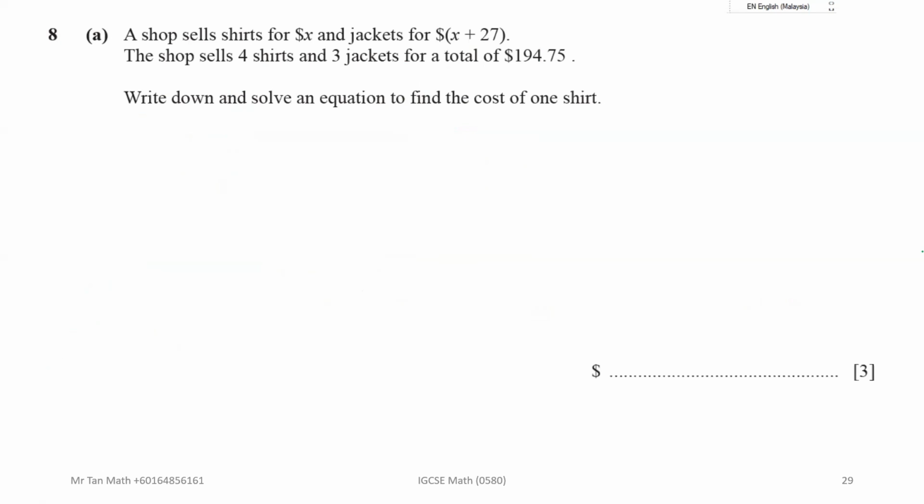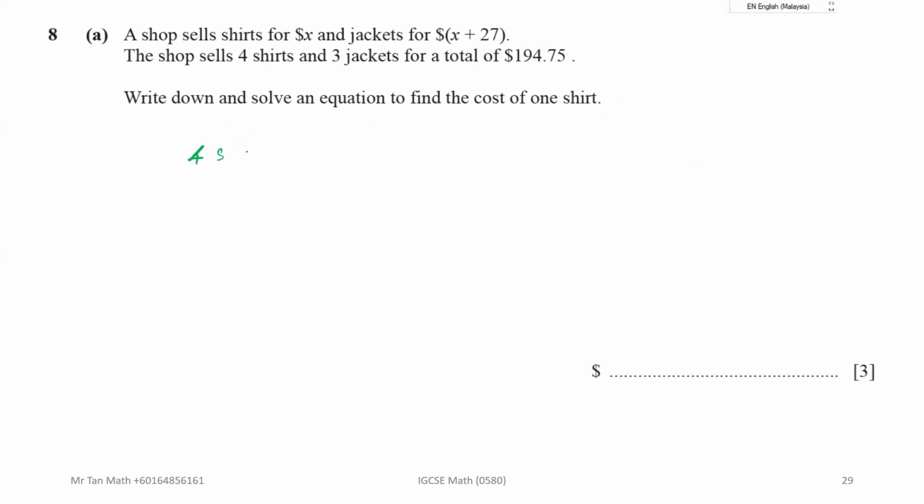Okay, number 8, a shop sells a shirt for x dollars and a jacket for x plus $27. The shop sells 4 shirts and 3 jackets for a total of $194.75. Write down and solve an equation to find the cost of 1 shirt. So the question asks for x.